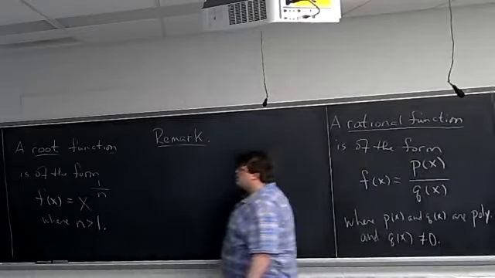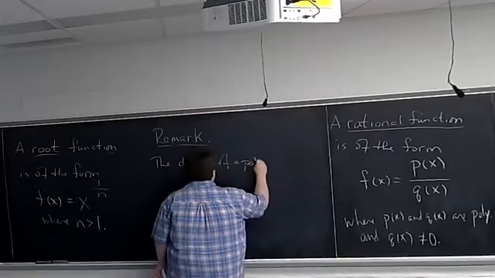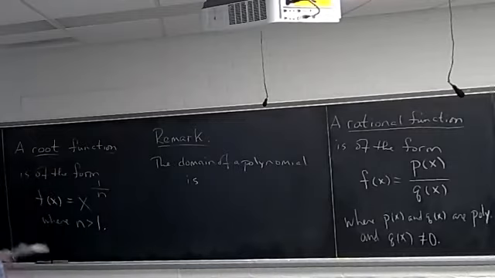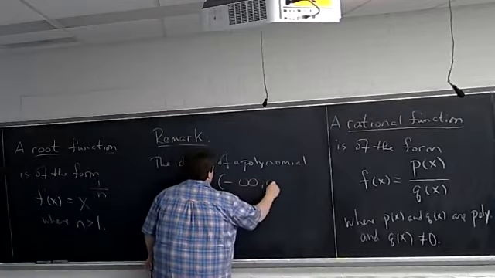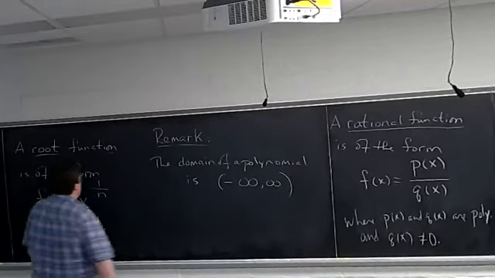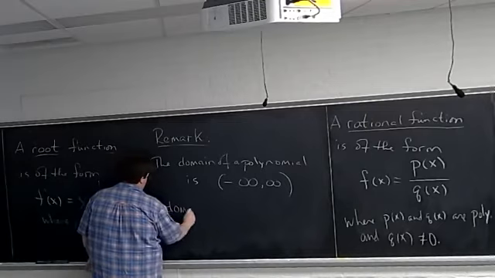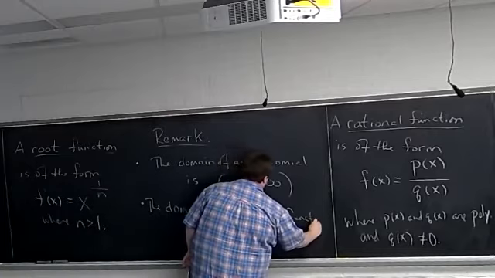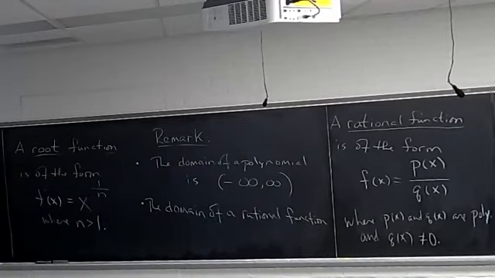What's the domain? The first one we talked about was a polynomial. The domain of a polynomial is what? Well, we just have x to certain whole numbers. We can put any real x value in for that. The domain of a polynomial, the set of x values you can put in, is all x values, which we'll write as negative infinity to positive infinity. Let's make this a bullet list. So for a polynomial, we can put any x value we want into it and it'll evaluate to some other number.